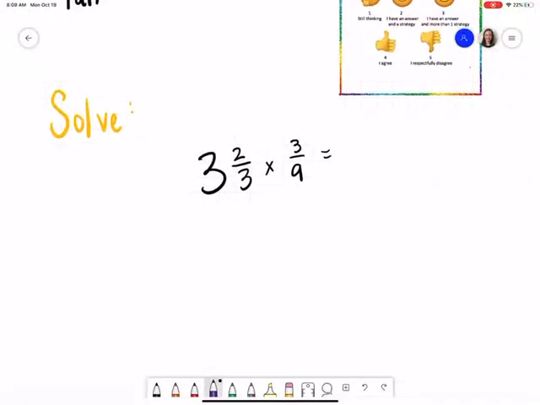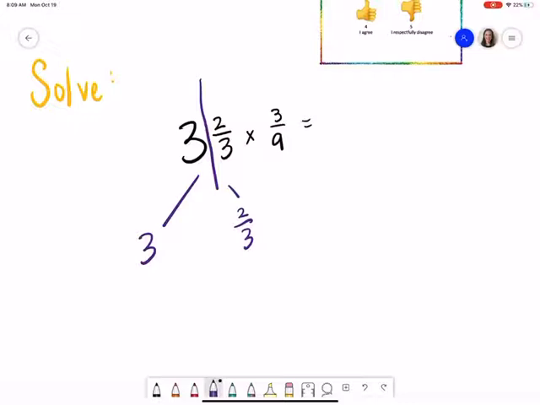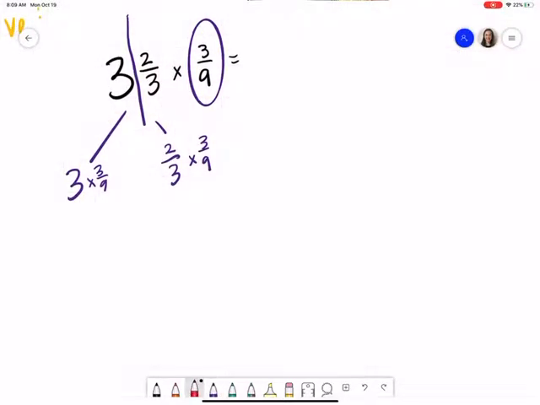Okay, so the method that we talked about last week, the strategy that we used, is we broke apart the whole number and the fraction. So we broke it off into 3 and 2/3. And then we multiplied both 3 and 2/3 by our fraction. So we have 3 times 3/9 and 2/3 times 3/9. So we'll set up our first equation.